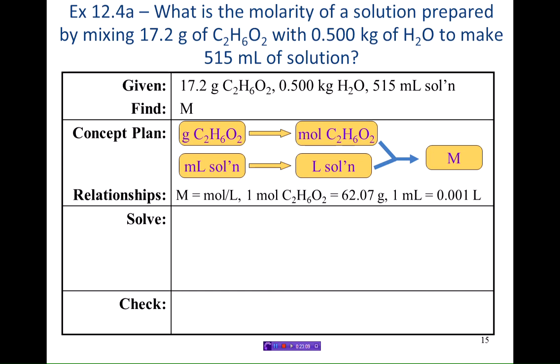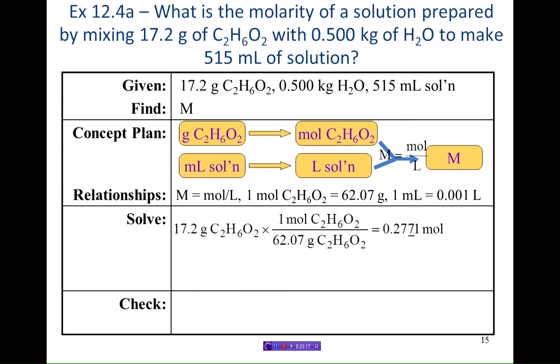So as we set it up to solve it, we have 17.2 grams of the organic compound. The molar mass is 62.07 grams per mole, so you need to calculate that from the molecular formula. And so that would give us 0.2771 moles of our solute. And we're using that underline underneath the 7 just to keep up with our sig figs, but we're keeping more digits than we need so that we don't introduce rounding errors.